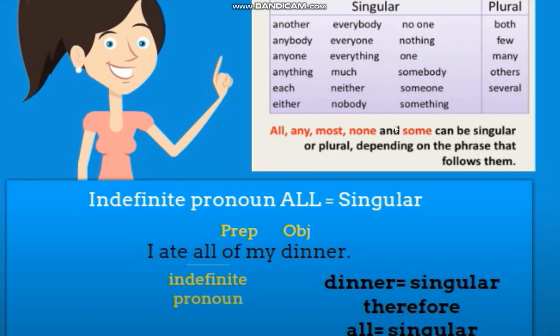I repeat, students, the indefinite pronoun all is difficult to identify as singular or plural. So you'll check the object of the sentence, and here the object of the sentence is my dinner. You have to check whether my dinner is singular or plural, and my dinner is singular. So we can say that all is a singular indefinite pronoun as our object is also singular.